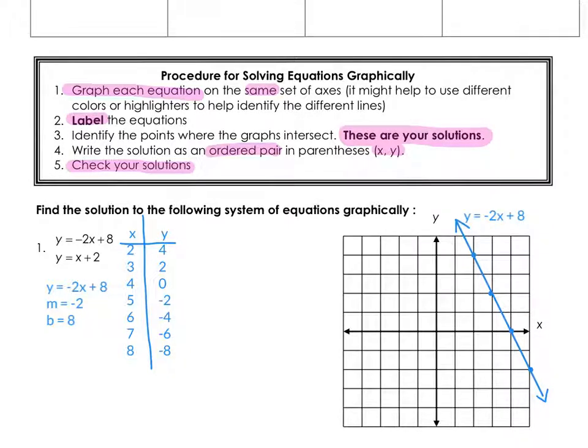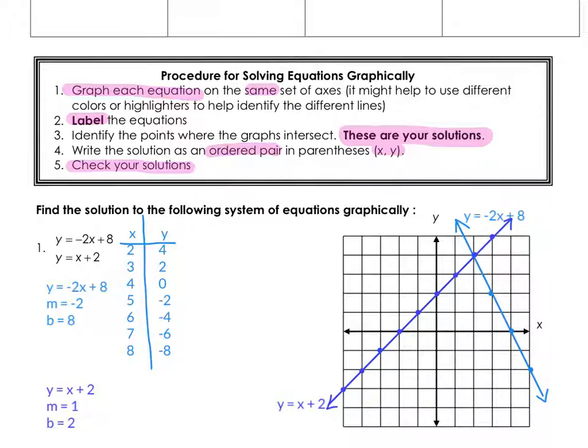Now I'm going to move to my other equation. I wrote m equals 1 and b equals 2, so I can actually use slope-intercept for this one. Now I've plotted my points and connected with an arrow on both sides because there's nothing restricting my domain, so I can continue in both directions. And then I'm just missing a label. Since we have two things on this graph I absolutely have to label, so I'm going to put y equals x plus 2.